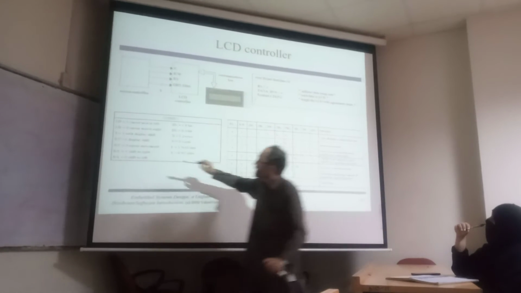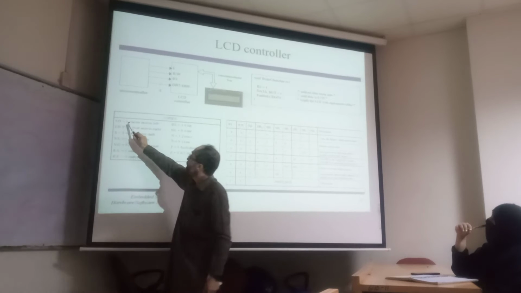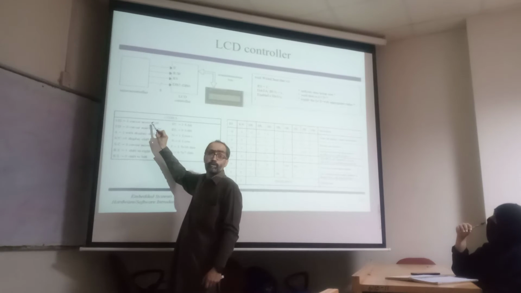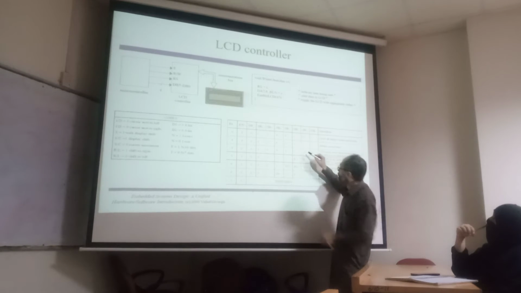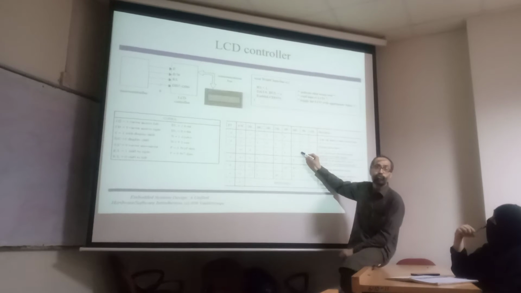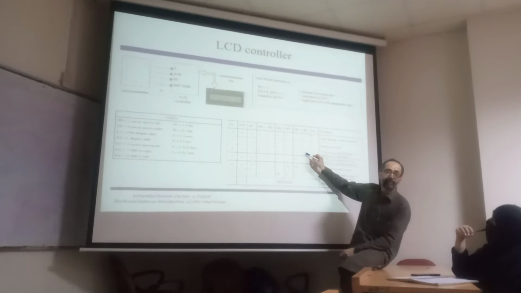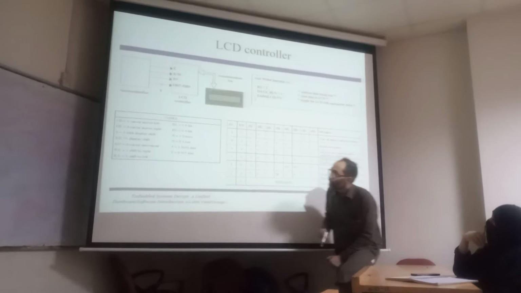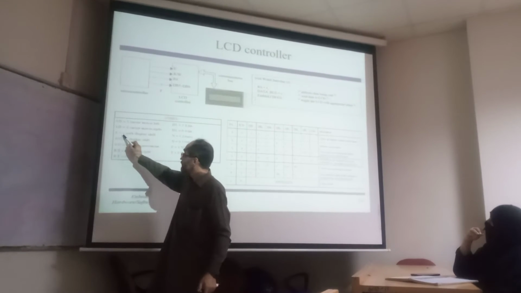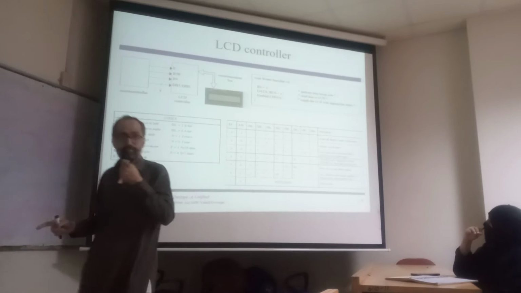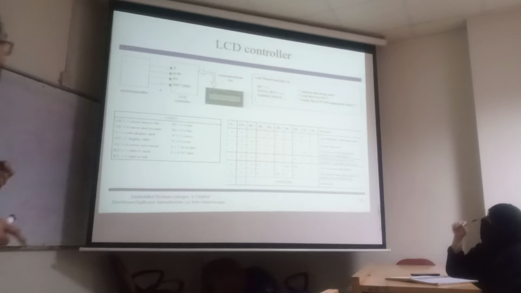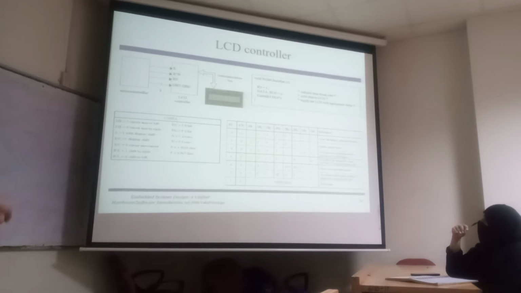What is I/D? I/D stands for, if it is 1, the cursor will move to left. If it is 0, the cursor will move right. S. If you look at S, if S is equal to 1, it is with display shift. Display shift. And if it is 0, it is with no display shift.